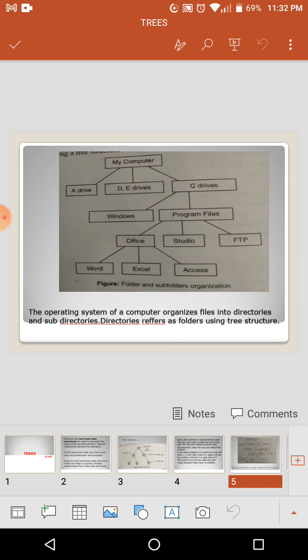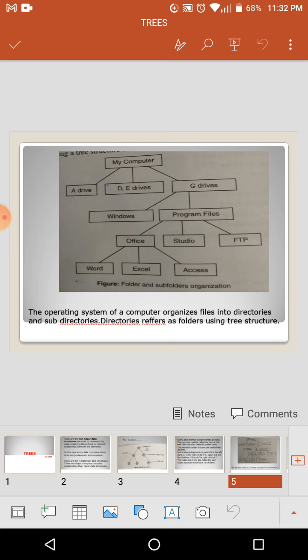The operating system of your computer organizes files in directories or subdirectories. So my computer has different drives, A, D, E or C. After that, every drive may have its own subdirectories. This is a simple example of the tree data structure. Suppose I have stored some Windows operating system program files in C. Again these will have other children. So My Computer is a root node, otherwise we can call it a parent node. Drive A, drive D, E and drive C are the child nodes of My Computer.